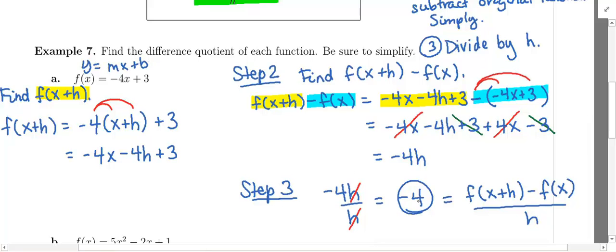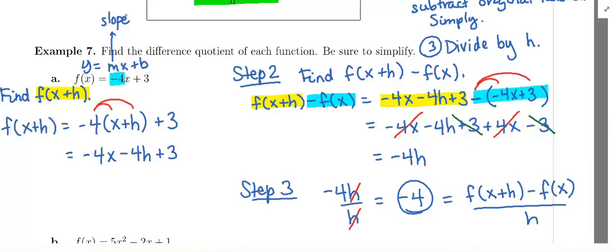If you notice, we got negative 4 as the difference quotient, and you can see that negative 4 is part of the line here. It's the number in front of x. And if you remember, that's the m value here. M is slope. So here's a little hint. Anytime you are finding the difference quotient for a line, the answer will always be the slope of the line. Always.